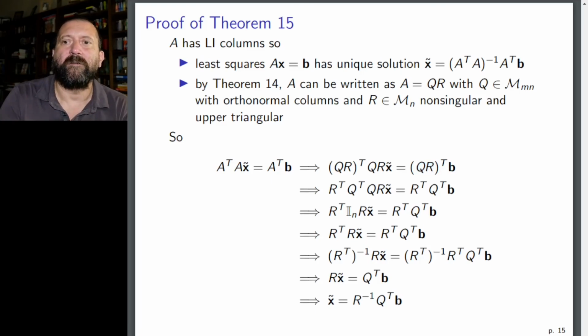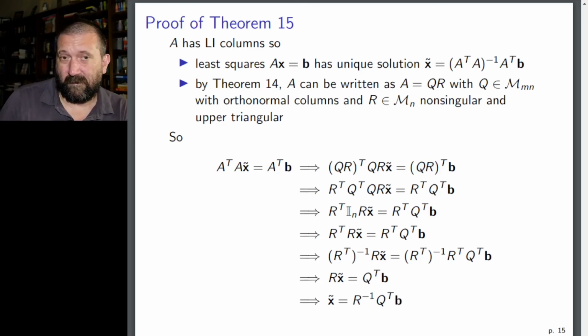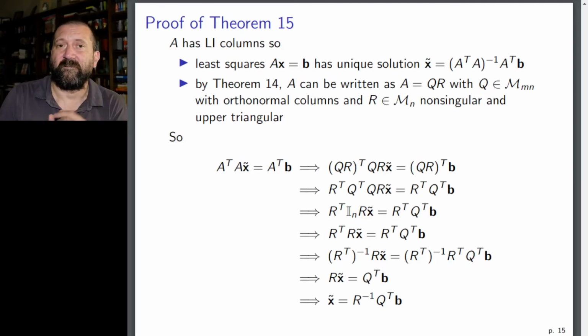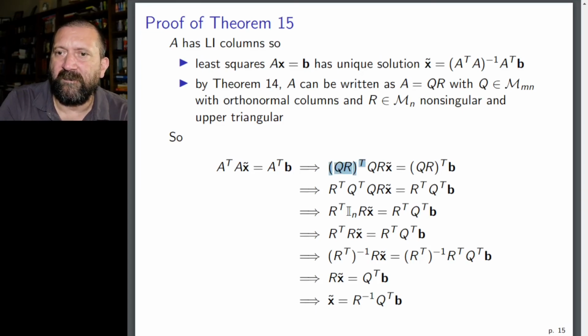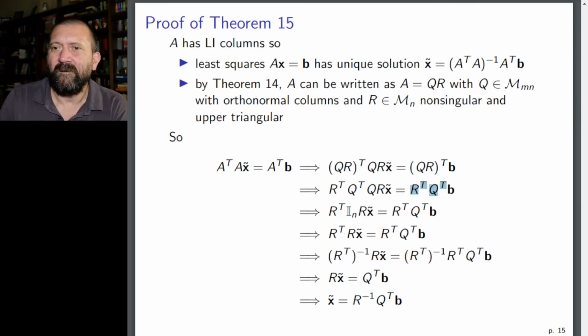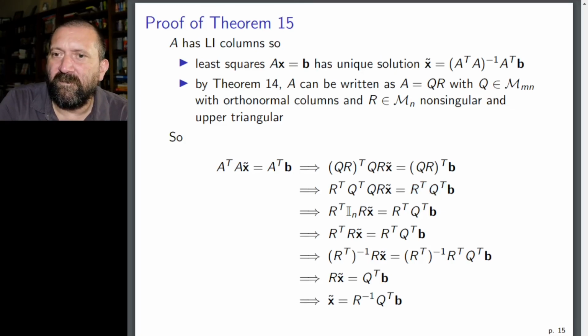And now I use the fact that when I take the transpose of a product, it's equal to the product of the transposes with the order flipped. So this first term here is R transpose times Q transpose. I still have my QR here, so this is QR. And here again, this is R transpose times Q transpose. Okay, nothing fancy so far. Here you can see we have Q transpose times Q.